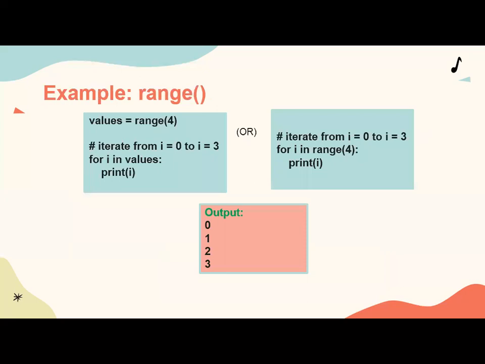Example of the range function. First, we assign values equals range of 4. After that, the for loop is used: for i in values, print i. The for loop iterates over a range from 0 to 3. The value of i is set to 0, and it is updated to the next number of the range on each iteration. This process continues until 3 is reached. This is another method for the range function: for i in range of 4, we can directly assign the range value inside the brackets.